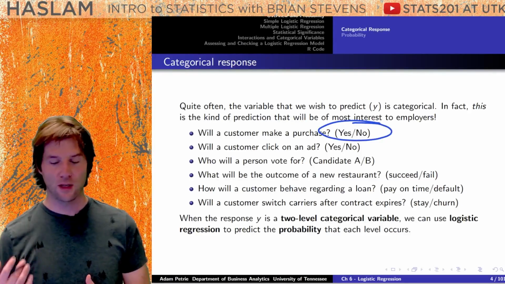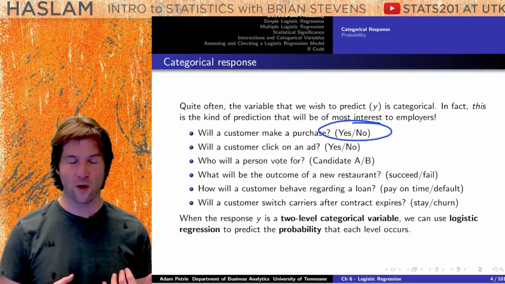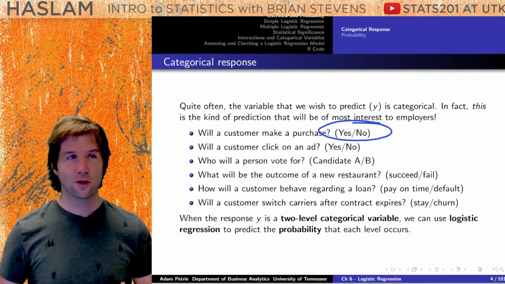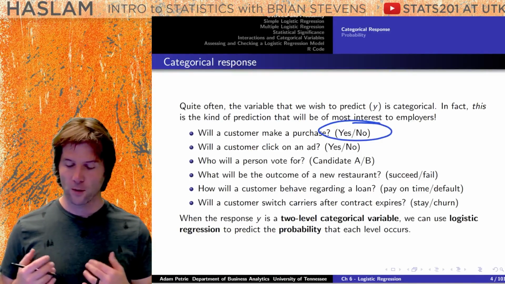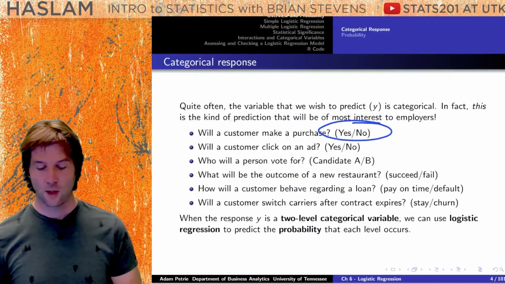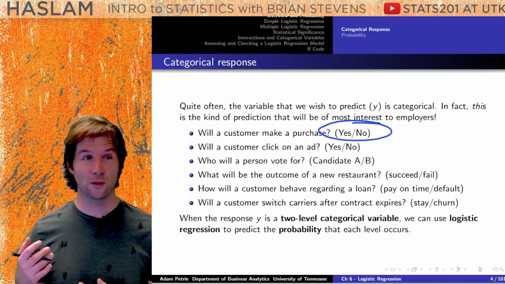That means it could be answered yes, no, true, false, stay, churn. Churn is when someone leaves their cell phone contract or doesn't renew it. So they churn, or they stay with the cell phone contract. We have someone pay on time, or they could default.